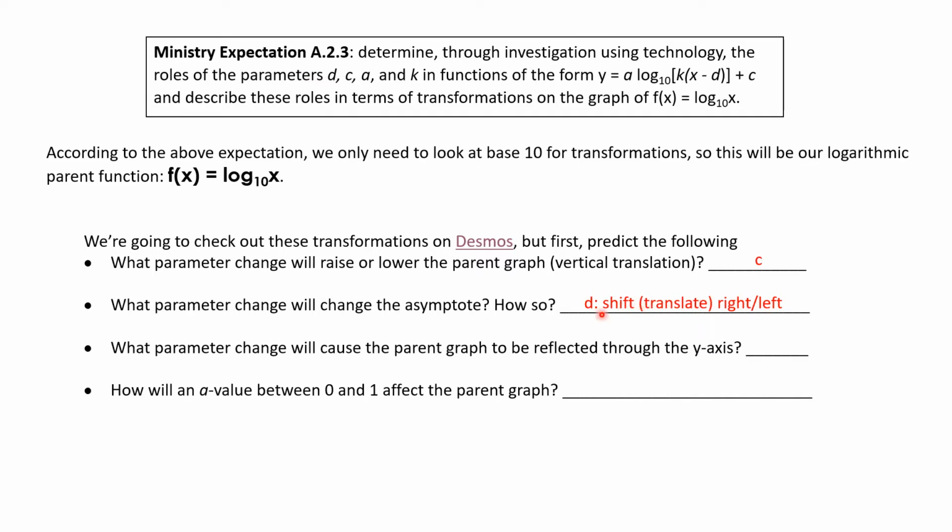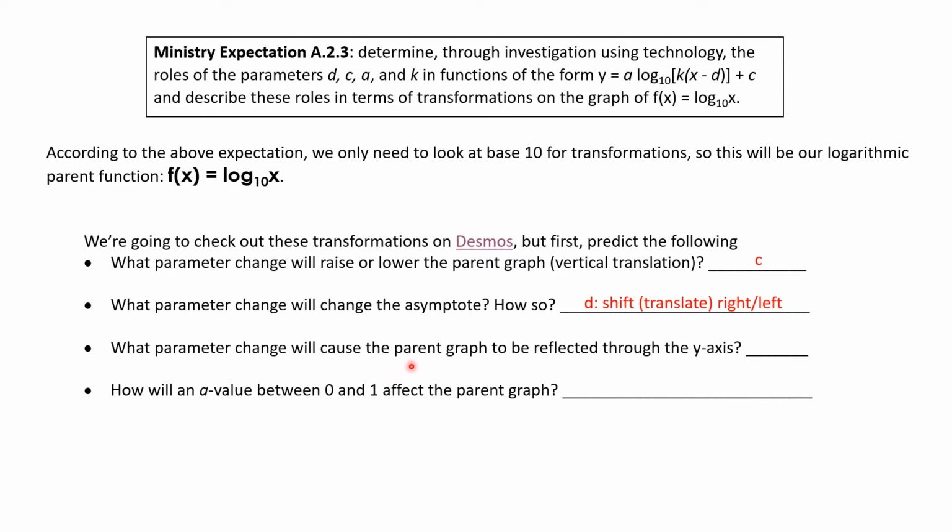So the k value, sometimes students think, oh, the k value, that's a horizontal compression or stretch. But because our parent graph has the vertical asymptote right along the y-axis at x equals 0, it's going straight down the y-axis. When you take that and you multiply it by anything, or you divide 0 by anything, you're still going to be at 0. So the k value doesn't affect the asymptote.